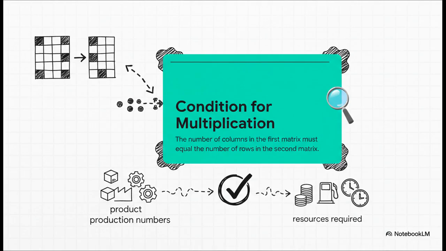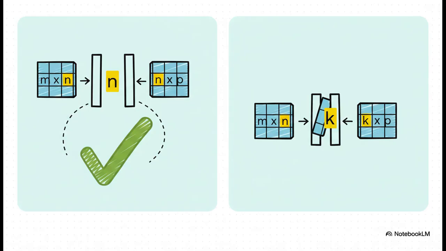Without this check, the calculation would be, well, mathematically impossible and conceptually meaningless. This slide here really illustrates that rule perfectly in symbolic terms. Let's say we have matrix A with dimensions m by n. That's m rows and n columns. And we have matrix B with dimensions n by p.